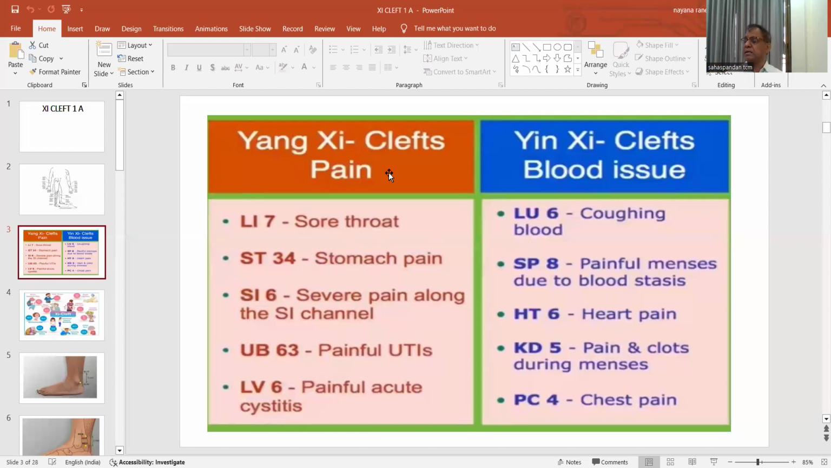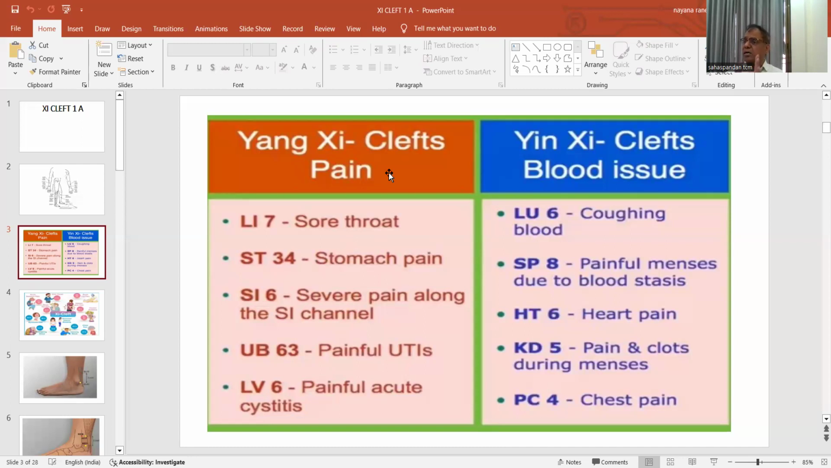And SP8, it is the painful menses due to blood stasis. So there is the abdominal pain, and there is a cramp, so unbearable pain. So in case of menstrual period, okay, this point will stop it. It is because of blood stasis in the uterus. Okay, SP8 stops the pain and cramps.